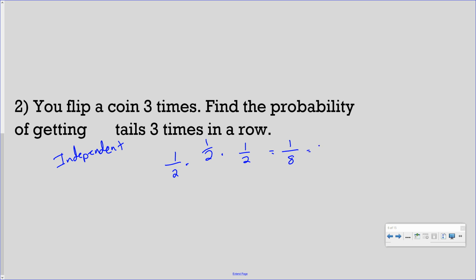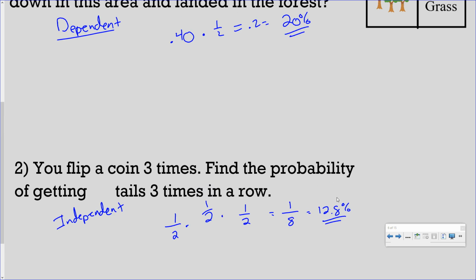So there is a 12.8% chance of you getting tails 3 times in a row, which is actually maybe more likely than you would have thought, considering that it's 50-50. What are the odds of flipping a coin and getting the same thing 3 times in a row? Well, it's 12.8%, which is kind of crazy. I would have thought less. Maybe you didn't, but it's actually not as unlikely as you would think.